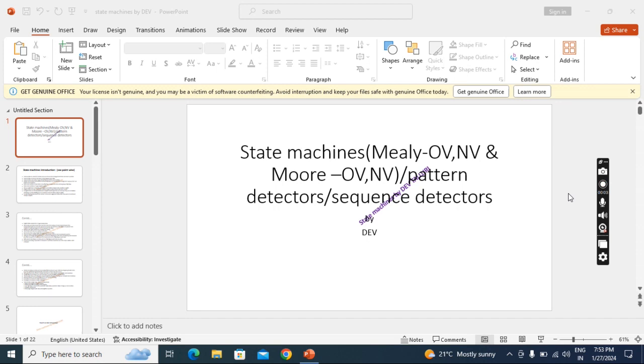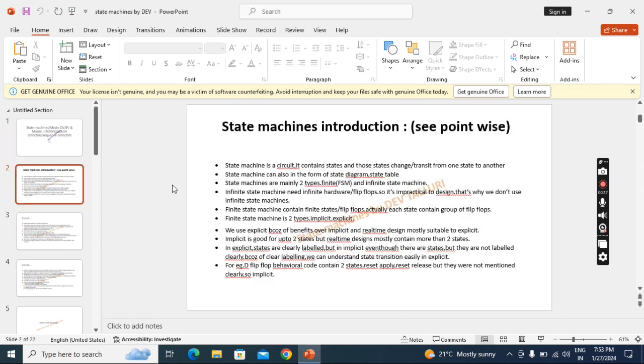In this lecture, we'll discuss the introduction about state machines, or pattern detectors, or sequence detectors. We will discuss all four types of state machines like Mealy, Moore, overlap, non-overlap. We'll see point-wise. First, we'll see the definition.